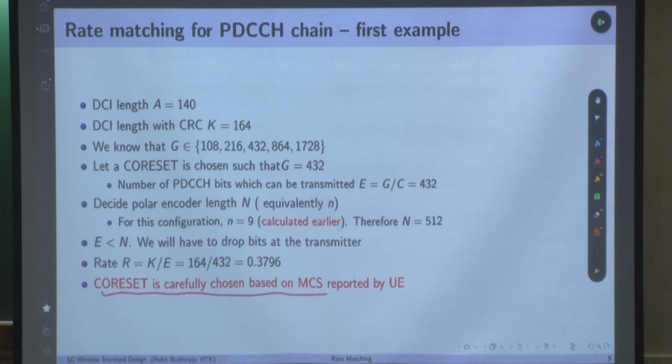The core set is carefully chosen based on the MCS reported by the user. What is the point here? Look at E, this 432. The user would have reported an MCS around this number, or an MCS higher than this. Because if you remember, for the control chain you always want to transmit at a rate lower than what is used for the data, because you want the control chain to have more protection than the data chain. Most likely for the data, the rate used for this user will be higher than 0.37, but for the control chain it is around this. So the core set is chosen typically based on the MCS reported by the user.